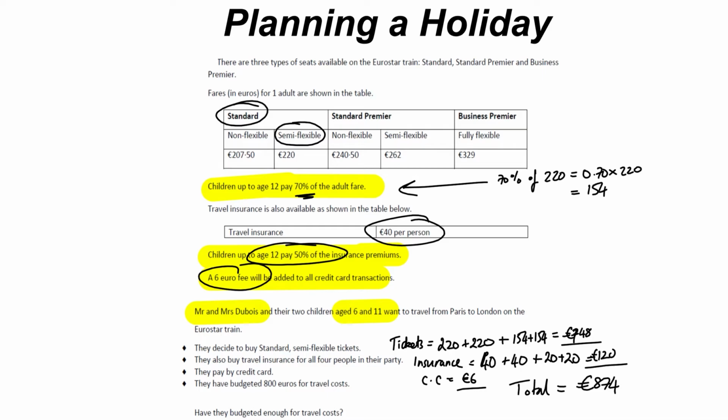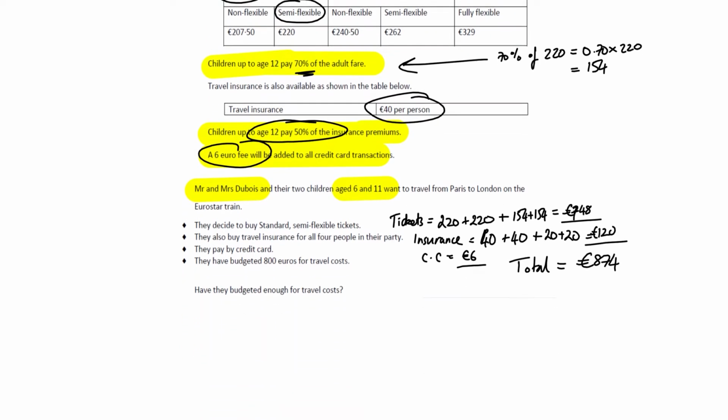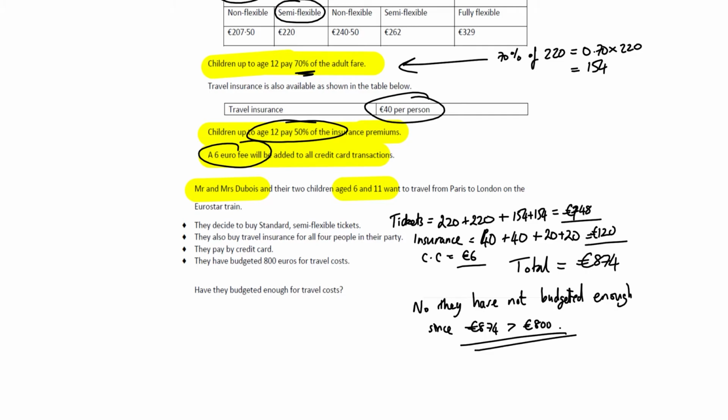They have budgeted €800 for their travel costs. Have they budgeted enough? Well, in that event, you would say, no, they have not budgeted enough. So I'm going to take some space, we'll scroll down a little bit. So let's say they have not budgeted enough since €874 is greater than €800. Okay, just a little statement at the end confirming your answer, not just a no or yes, but no because 874 is bigger than 800. Okay, something along those lines.